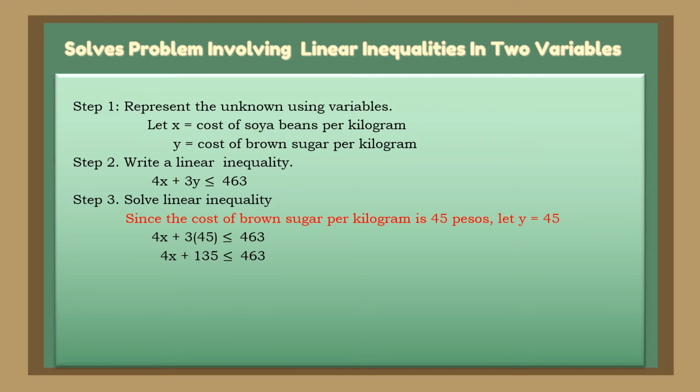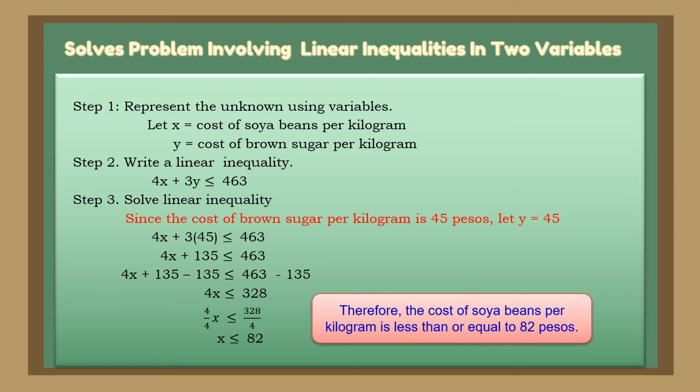So 4x plus 135 is less than or equal to 463. Subtract 135 from both sides of the inequality. So we have 4x plus 135 minus 135 is less than or equal to 463 minus 135, and that is 4x is less than or equal to 328. Divide both sides by 4. So we have x is less than or equal to 82. Therefore, the cost of soya beans per kilogram is less than or equal to 82 pesos.